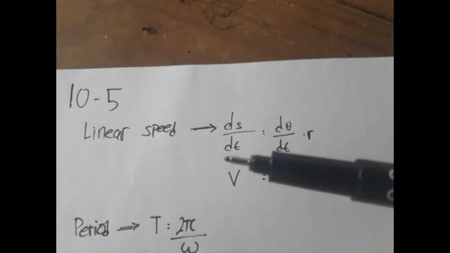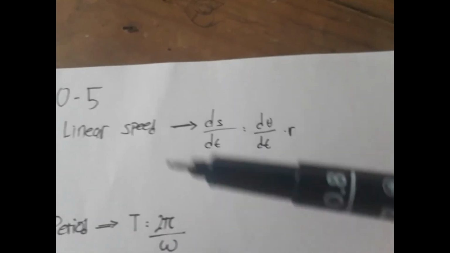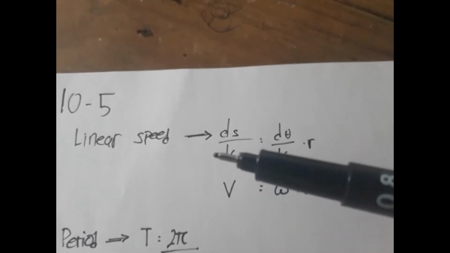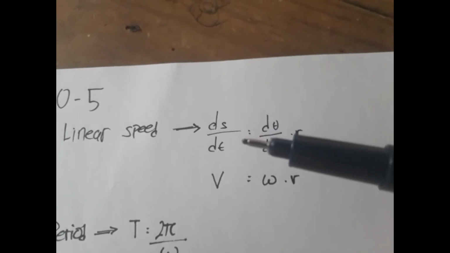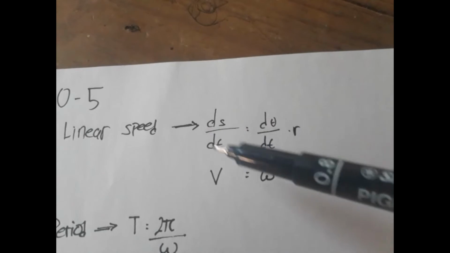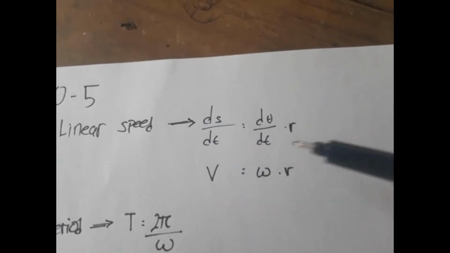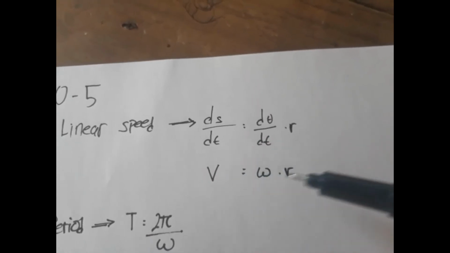Now, I'm going to explain to you about the linear speed. Linear speed is the value obtained by differentiating the position equation. As you can see, here is the position equation. From this equation, you get the linear speed.